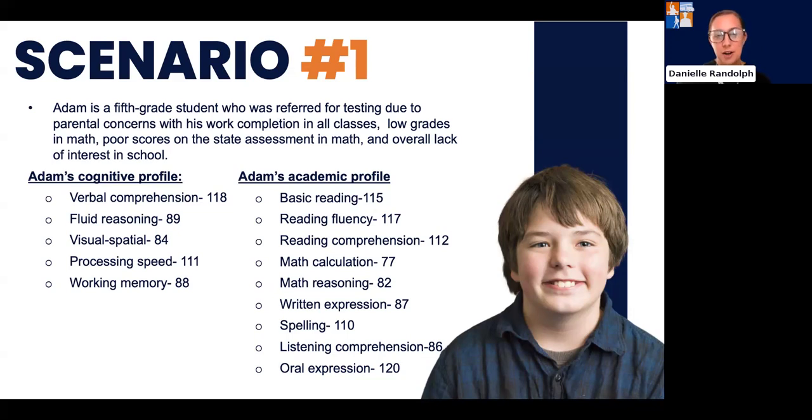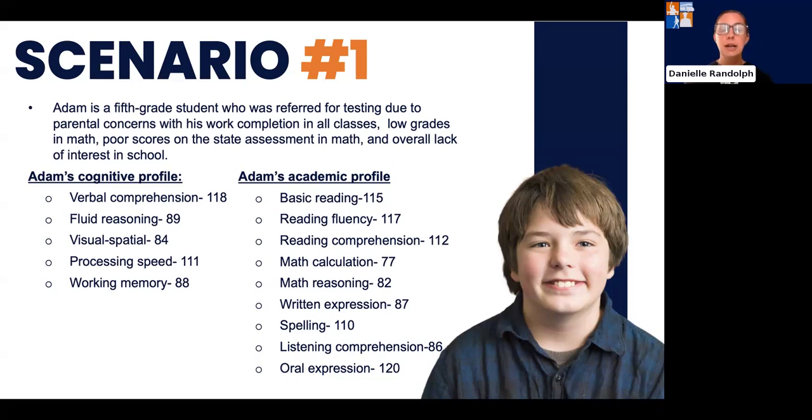So Adam is a 5th grader, and he was referred to testing due to parental concerns with his work completion in classes, low grades in math, poor scores in the state assessment in math, and overall lack of interest in school. You can see in his cognitive profile that he has really great strengths in verbal comprehension and processing speed. The fluid reasoning and visual spatial skills, those nonverbal skills, are really on that border of below average. And 89 is average. But if we're looking at a pattern of strengths and weaknesses, there is quite a bit of a score difference between his strengths and his weaknesses.